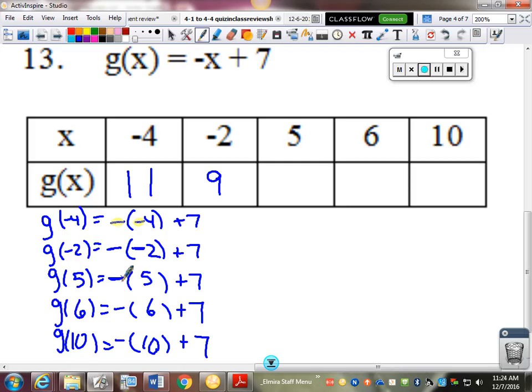If this is confusing, guys, remember, type it into the calculator. You can type these in symbol for symbol, negative, parenthesis, negative 2, parenthesis, plus 7. The only thing you have to remember is don't type subtractions for these. Those are negative signs. So you make sure you're typing the negative key. So this one actually is negative 5. We technically don't need the parentheses, but I'm trying to stay consistent. Negative 5 plus 7 would be 2. Negative 6 plus 7 would be 1. And negative 10 plus 7 would be negative 3.